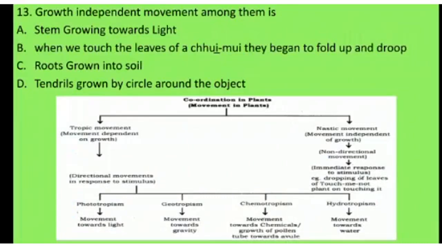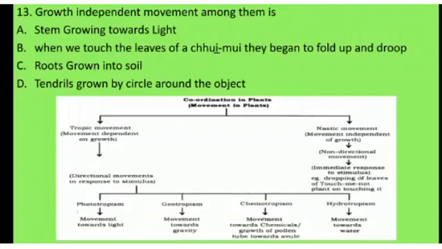So in control and coordination in plants, there are two kinds of movements. Some of them are the directional movements in response to a stimulus, which are called tropic movements. The different types of tropic movements are phototropism, geotropism, chemotropism and hydrotropism, and also thigmotropism. These are the directional movements depending on the response to the stimulus. The other kind is the non-directional movement. These movements are independent of growth. These are called the nastic movements. It's an immediate response to the stimulus.